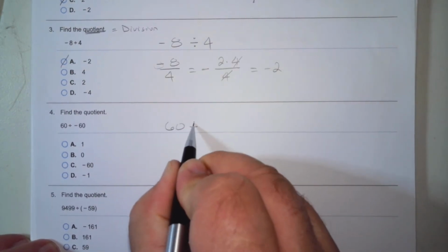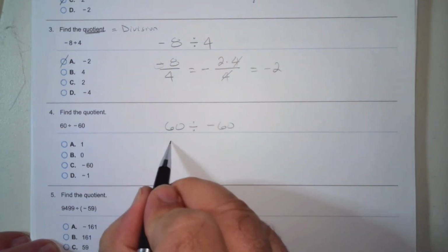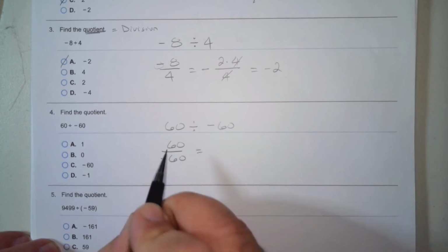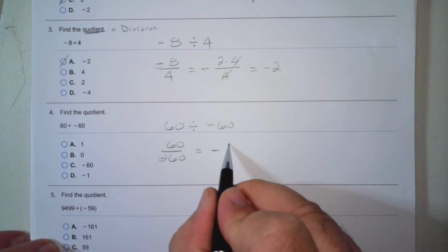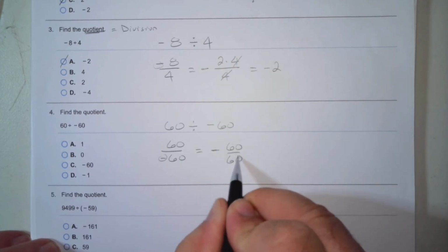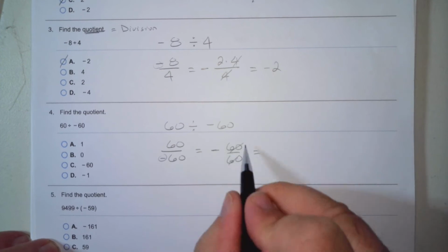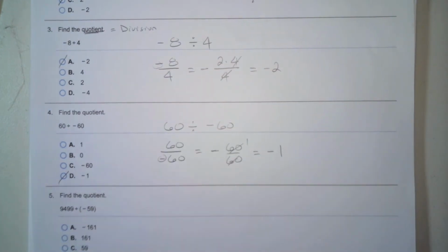60 divided by negative 60. Only one negative, so the answer is negative. 60 goes into 60 one time, so the answer is negative 1. D.